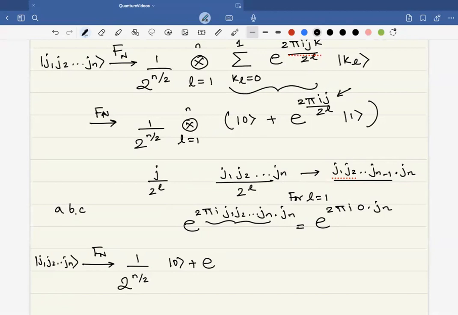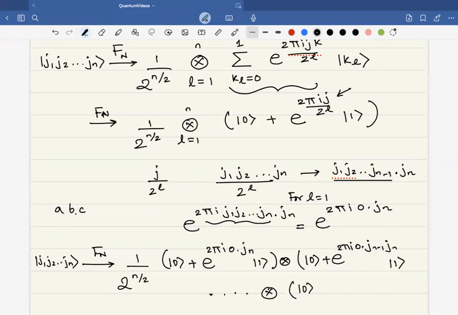And that leads us to this final step, which is that j1, j2, ..., jn goes under the Fourier transform to 1 over root 2 to the n times ket 0 plus e to the 2 pi i 0.jn ket 1, when L is equal to 1. When L is equal to 2, I'll get ket 0 plus e to the 2 pi i 0.jn-1 jn ket 1, and so on. And the final one will be ket 0 plus e to the 2 pi i 0.j1 j2 ... jn ket 1. All right, so that's the main lemma of the quantum Fourier transform.